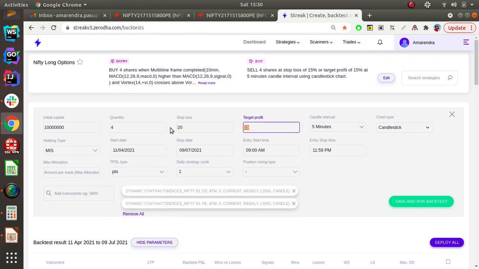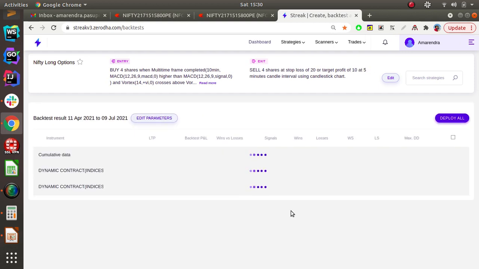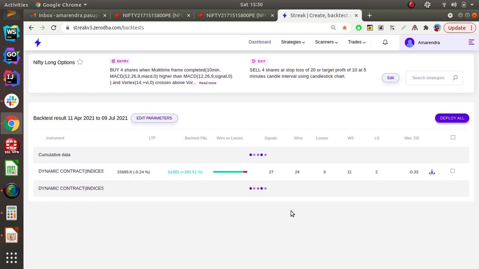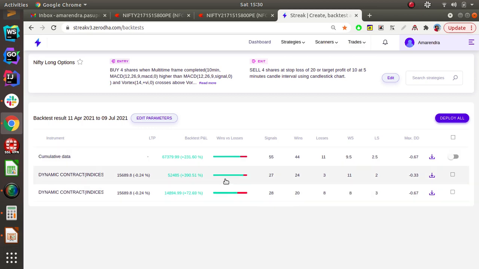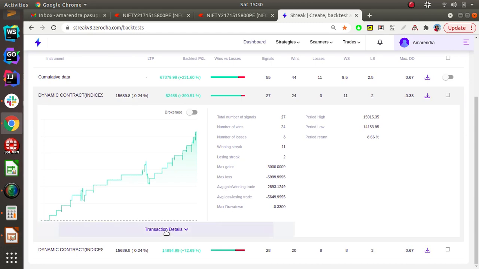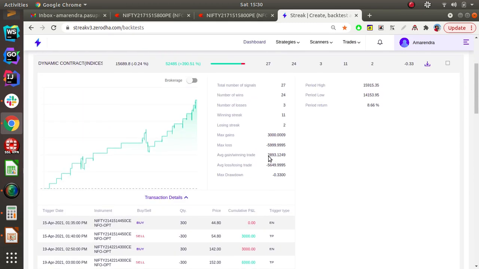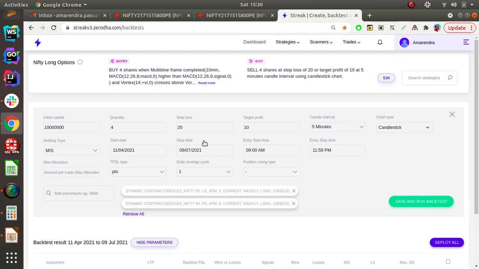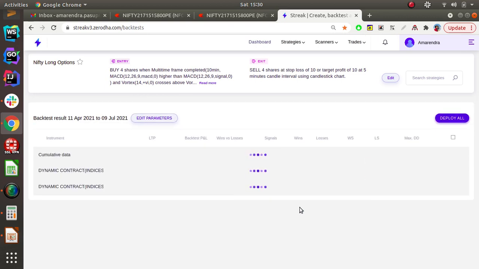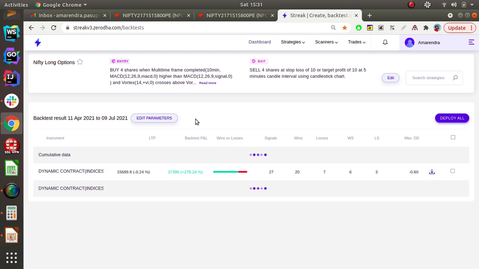We can give something like 20 is to 10. So even the loss is static every time. Whenever there is a 20 points reduction in premium, it will exit, and whenever there is a 10 points gain in premium, it will book the profit. 10 points is about 750 per lot. So you can see the maximum profit every time you might get is only 3,000, and if there is a loss, it is 6,000, because I gave 20 is to 10. You can also give 10 is to 10 and see the results. Again, all these stop loss and target values are up to you. You can maintain them according to your risk appetite.